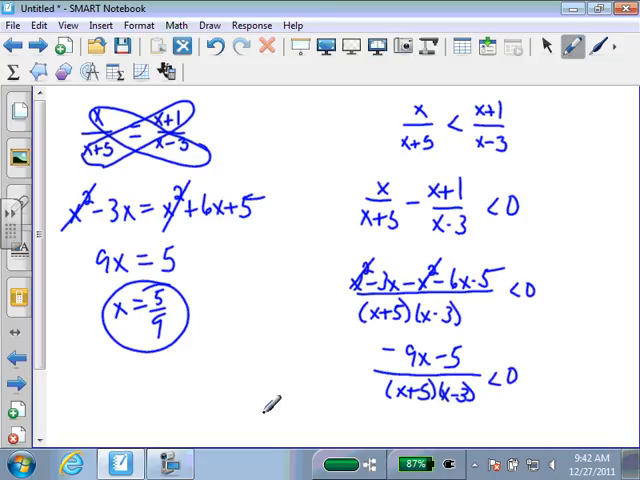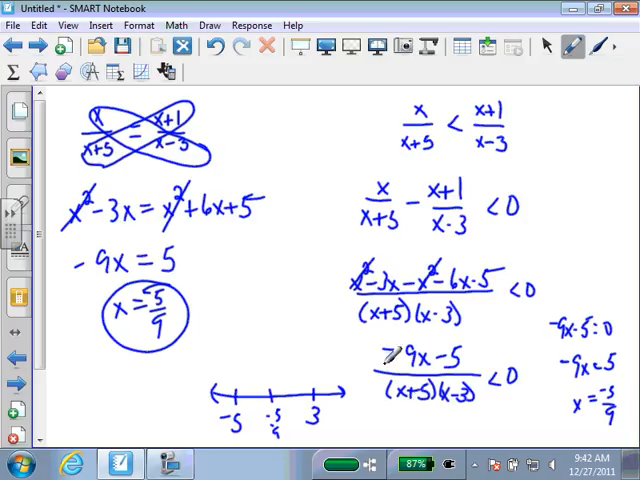So my critical numbers on a number line, well, for this, negative 9x minus 5 equals 0, negative 9x equals 5, x equals negative 5/9. Oh, whoops. That's funny. Negative 5/9 over here. Negative 5, negative 5/9, and positive 3.